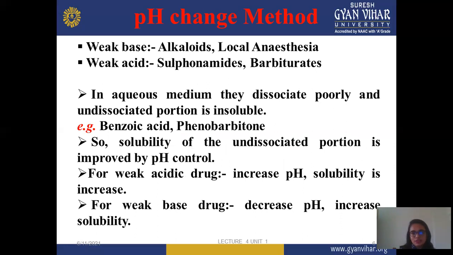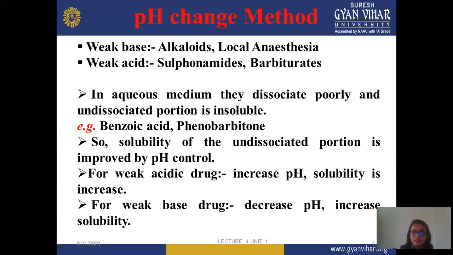Next is the pH change method. Weak bases like alkaloids and local anesthetics, and weak acids like sulfonamides and barbiturates, are drugs which show insolubility or less solubility. To enhance their solubility, you change the pH, or add a little amount of buffer or pH solution, so that the solution shows more solubility compared to the previous one. In aqueous medium, they dissociate poorly, and the undissociated portion is insoluble, like benzoic acid and phenobarbital. So the solubility of the undissociated portion is improved by the pH control method.